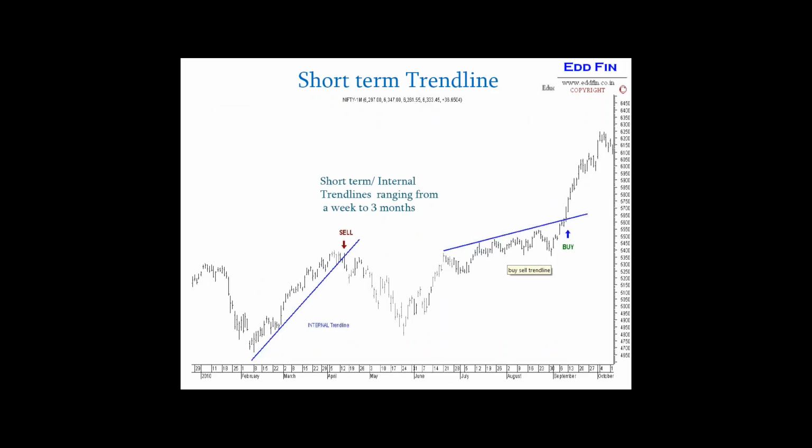So these are some short-term trend lines. Short-term trend lines are trend lines formed for a very short period. As you can see, this is a short-term trend line. It could range from a week to 3 months. That is known as a short-term trend line.